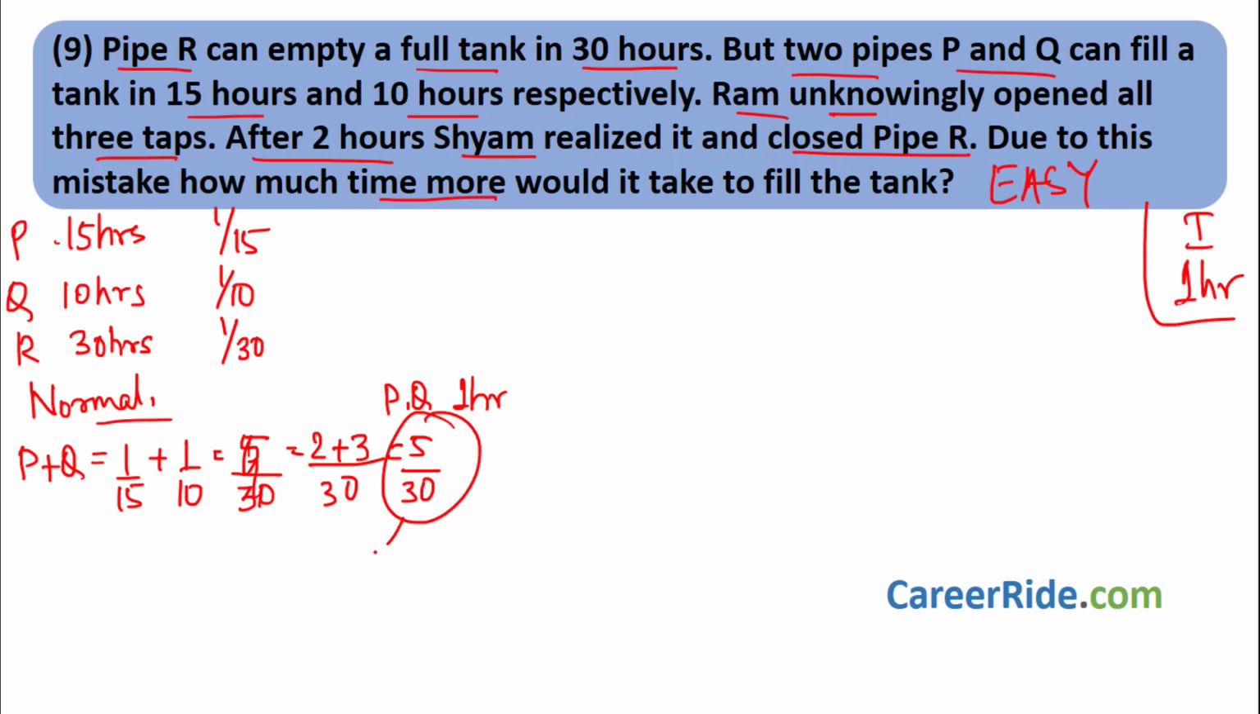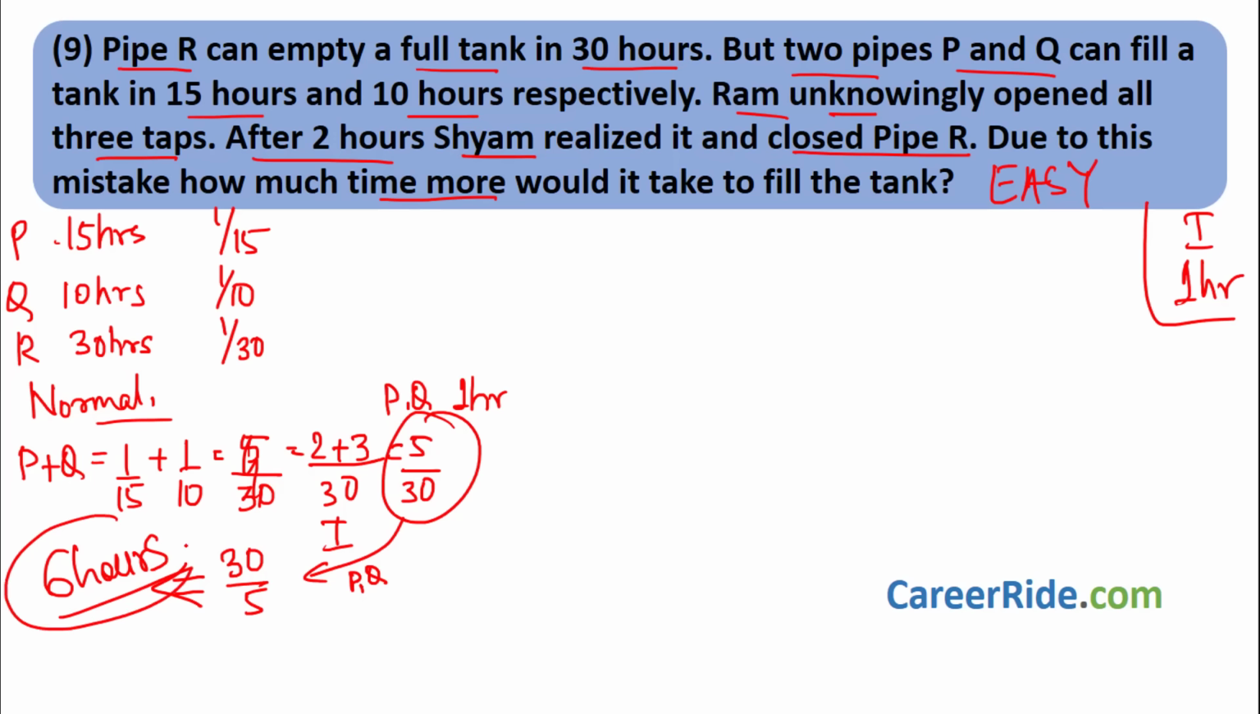So the entire tank will be filled by P and Q in how much time? Simply invert, that is 30 upon 5, that is equal to 6 hours. So normally when P and Q are on, they will fill the entire tank in just 6 hours.